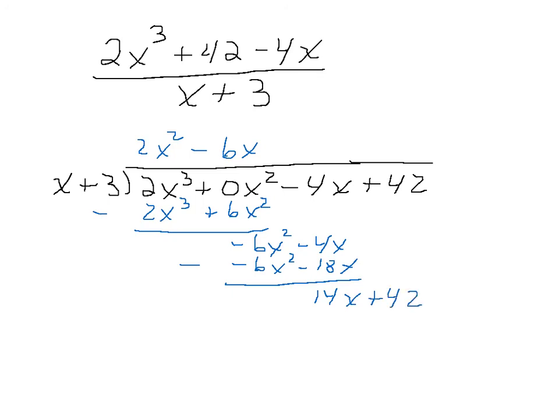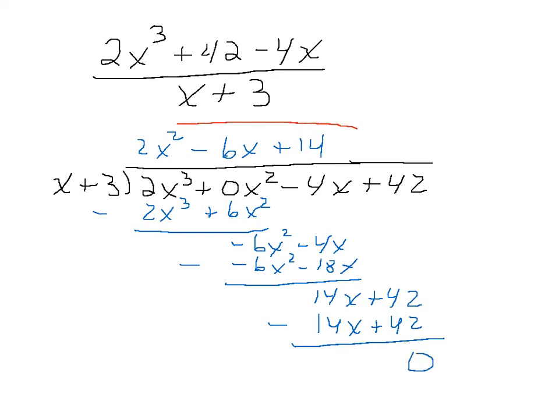We divide x into 14x, and it goes 14 times. We multiply, we get 14x, and check it out, we get 42, which is really nice, so there's no remainder, and so that means that it goes in evenly, and this is our final answer.